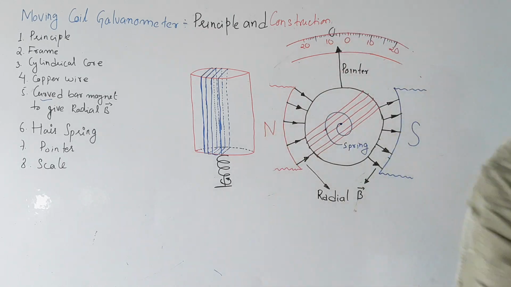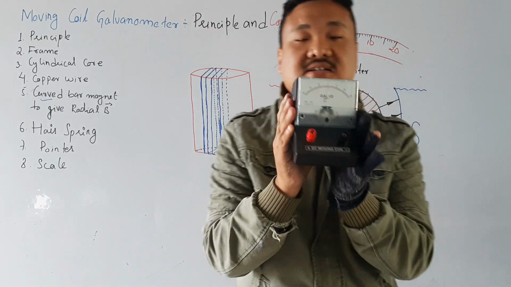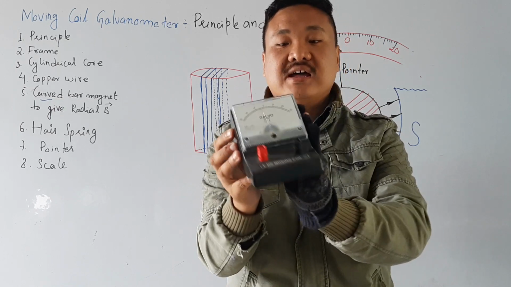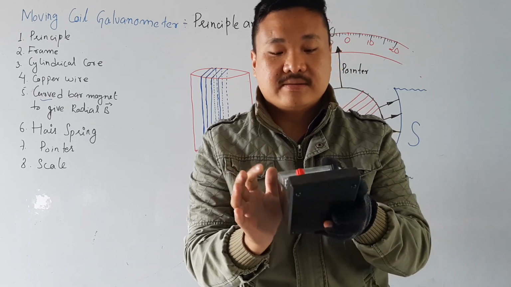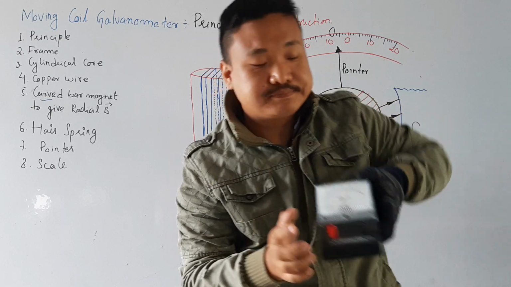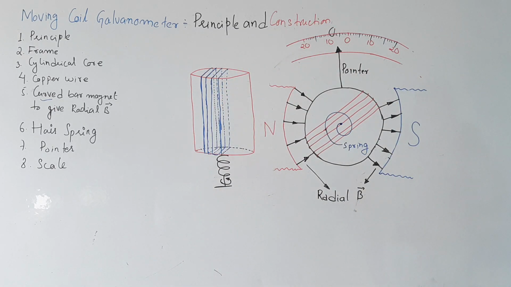In real life the galvanometer looks just like this. There are pointers and magnets. If you look inside, there will be a magnet, but I will not open it.